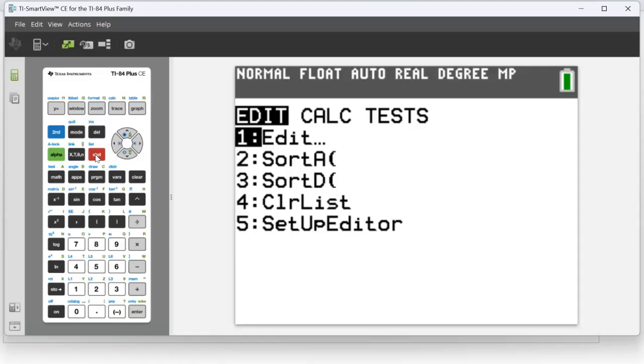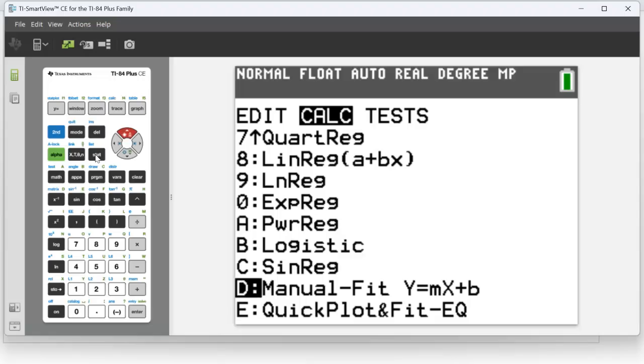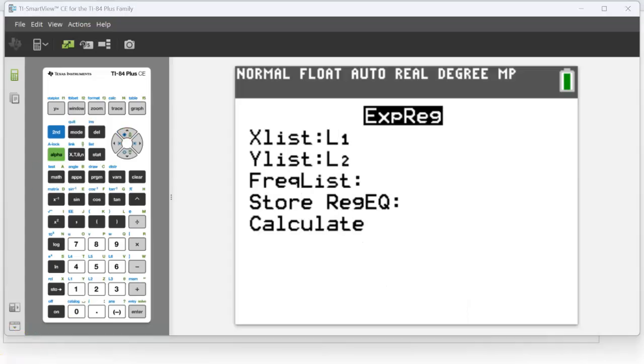Now, instead of hitting edit like we did to enter all of those into the table, we're going to scroll to the right to calc, and then scroll up to power regression. So you see right here, that's the letter A, PWR-REG. That's the thing that we're going to want to have.